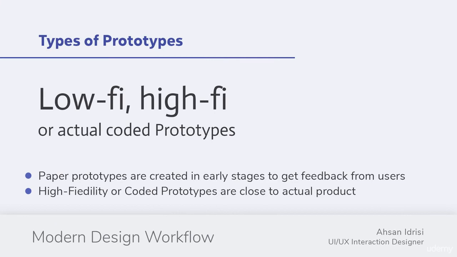Okay, let's talk about the types of prototypes, okay? There are a few types of prototypes like low fidelity, high fidelity, and there are also actual coded prototypes which are very close to the actual product, okay? So paper prototypes are basically static prototypes or low fidelity prototypes which are created on paper. You just draw different shapes and test on your users, and they are created in early stages to get feedback from users, okay? I'm not going to go in very much depth about these prototypes because this course focus is not on user experience but on websites, okay, or web design.